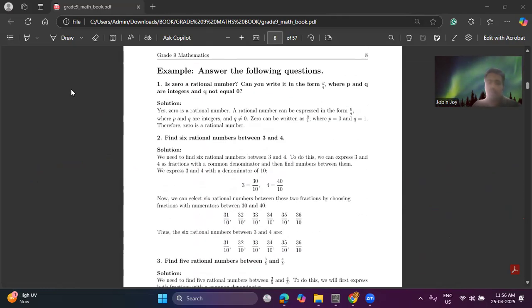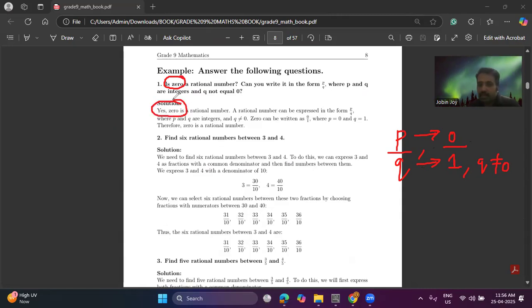Next, again, there is a statement: is 0 a rational number? We know that any number that can be written in the form of p by q is called a rational number. So 0 is an integer. I can write 0 as 0 divided by 1. So the value of p is 0, the value of q is equal to 1, and q is not equal to 0. So 0 is a rational number. Yes, 0 is a rational number.